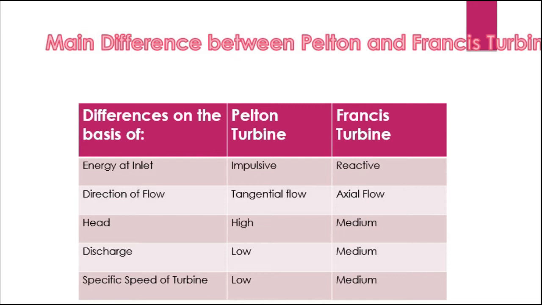Now, after knowing certain things about Pelton and Francis turbine, we can draw the main differences between them. Now, the first difference is on the basis of energy at inlet. So, on the basis of energy at inlet, Pelton turbine is impulse turbine, while the Francis turbine is reaction turbine.